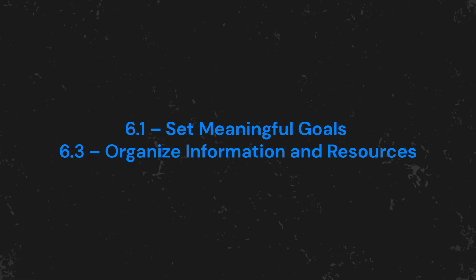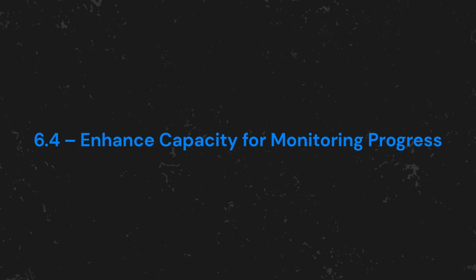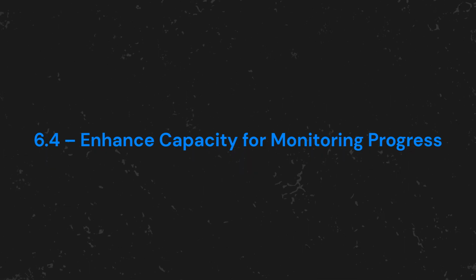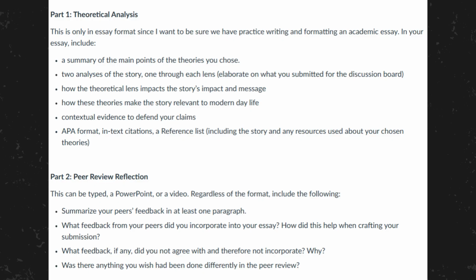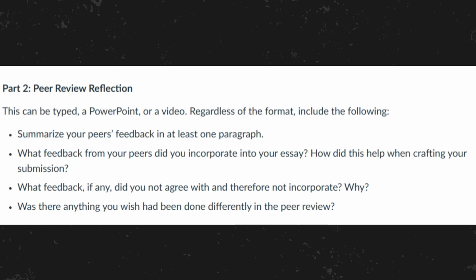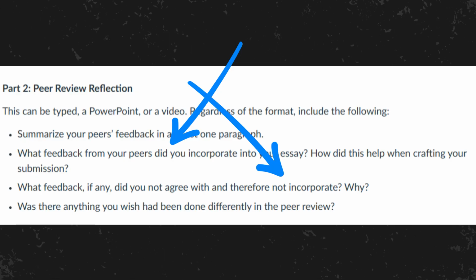So to strengthen the course, I focused on promoting ongoing reflection and revision with checkpoint 6.4, enhanced capacity for monitoring progress. Again, after that peer discussion, students write that literary theory essay, but the focus on this checkpoint is on the reflection, right, where they explain how they use peer feedback. This builds self-awareness and encourages students to take ownership of their learning process, including considering what feedback they use and the feedback that they can choose not to use.